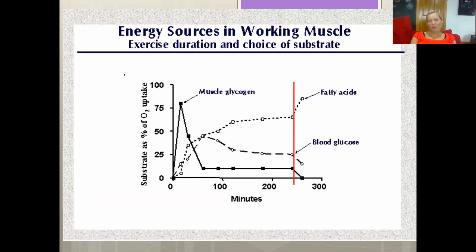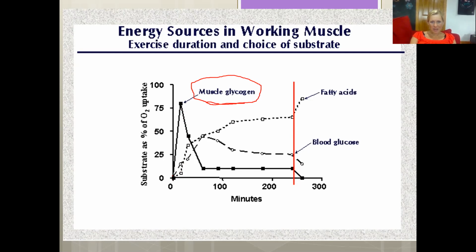This shows you the relationship between substrate choice and duration of exercise. We mentioned that during prolonged exercise, we will start to rely more heavily on fats as a fuel versus carbohydrates. Here you can see muscle glycogen levels. Glycogen is your storage form of sugars or carbohydrates. Muscle glycogen will serve as our primary source of fuel. Here you can see that's probably around 30 minutes in duration, 40 minutes, 50 minutes, something along those lines.